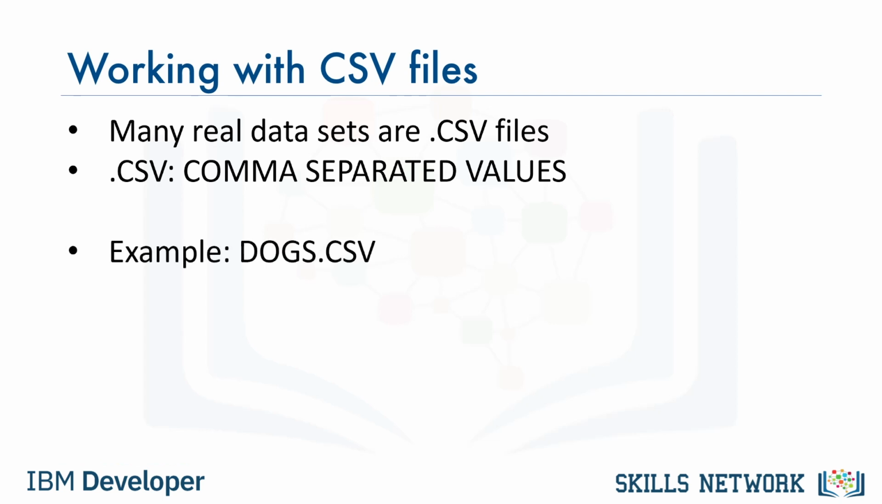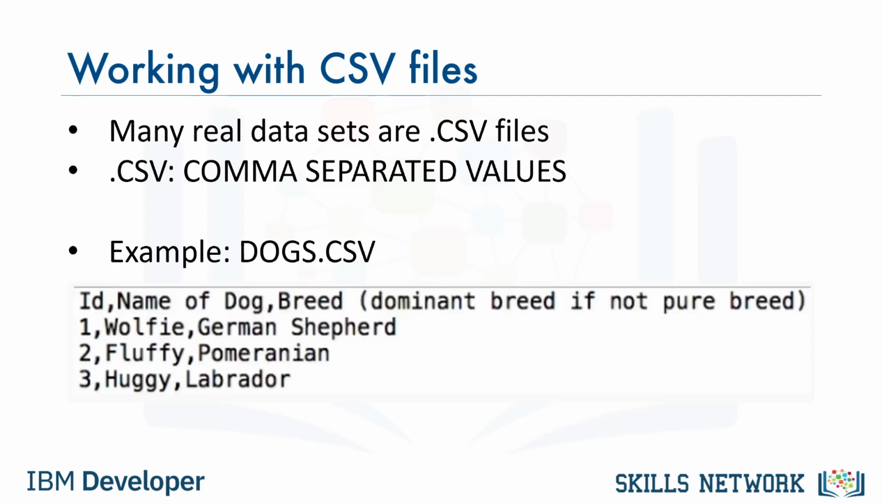For this video, we will use an example of a file called dogs.csv. Although this is a fictional dataset that contains names of dogs and their breeds, we will use it to illustrate concepts that you will then apply to real datasets. Sample contents of the dogs.csv file are shown here.